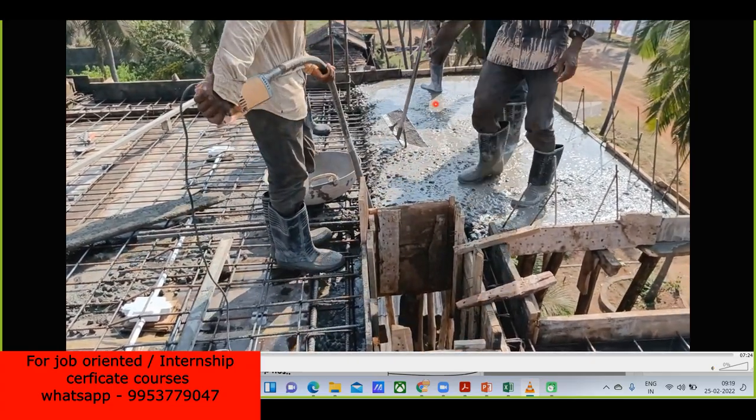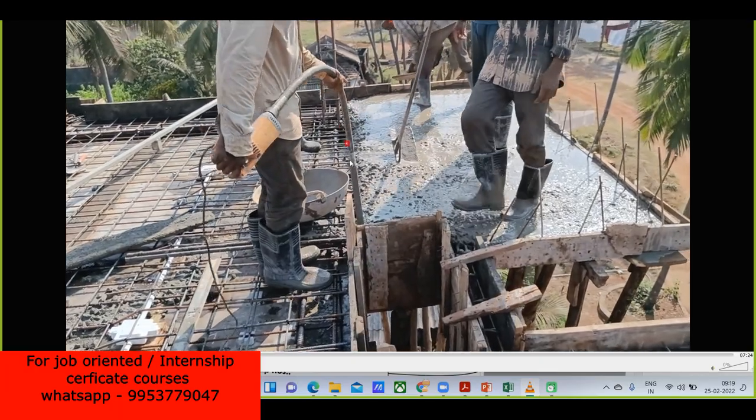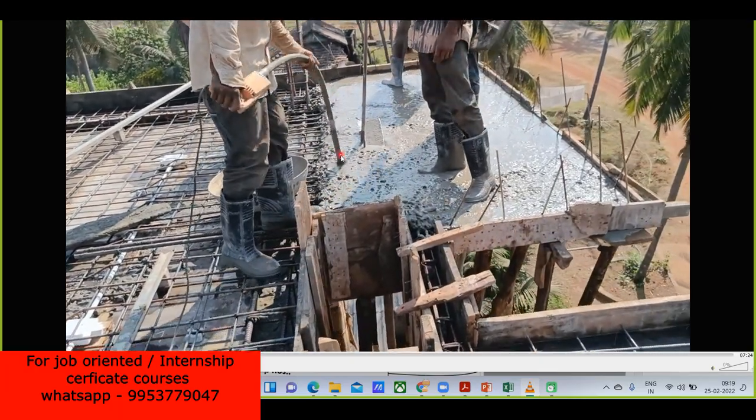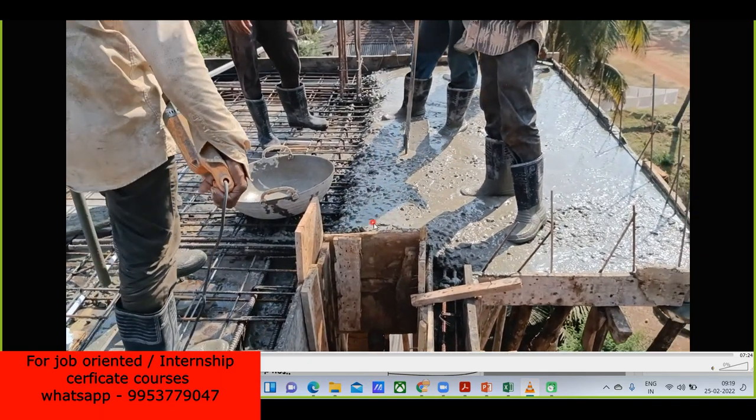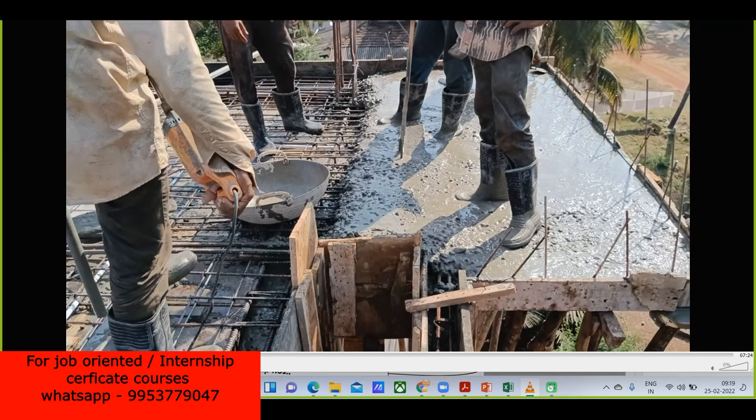And this is the vibrator, you can see this is called a needle vibrator. You have a needle here, sometimes we call this a poker vibrator, and you have to place it exactly at 90 degrees. And when you remove it, you shouldn't remove it suddenly, you have to remove it slowly. If you remove it suddenly, what will happen? Voids will be created here. So that is how you have to do it.